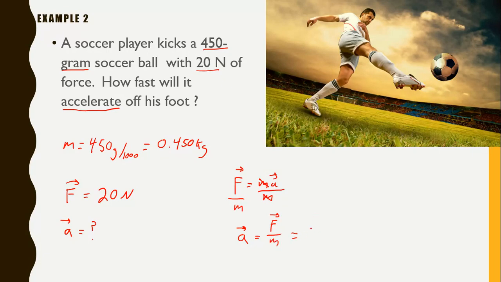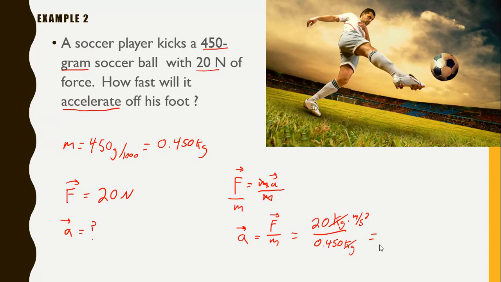Okay, the force is 20 newtons. The mass is 0.450 kilograms. Now, remember, ladies and gentlemen, a newton is also, if I just write it the other way, a newton is a kilogram times meters per second squared, right? So look at the formula. Kilograms is going to cross off. What am I going to be left with? Meters per second squared, which is acceleration. Okay, so I know I'm on the right track here.